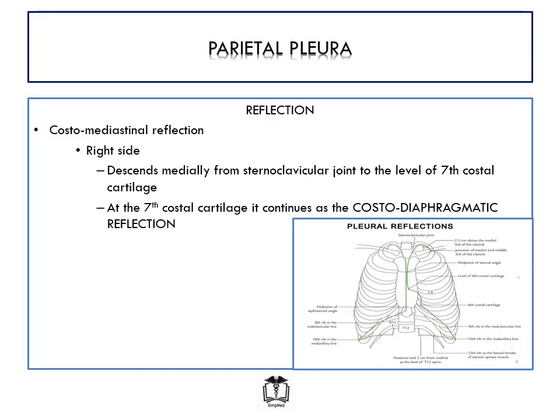So let's talk quickly about each of those reflections, starting with the costomediastinal reflection. On the right side, the costomediastinal reflection has a very unique part compared to the left side. On the right side, the costomediastinal reflection tends to descend medially from the sternoclavicular joint. So from the sternoclavicular joint at this point, we have the reflection descending down. It descends to the level of the seventh costal cartilage. You can see it runs all the way down and ends at the level of the seventh costal cartilage. And from that point, it becomes the costodiaphragmatic reflection, as shown here.